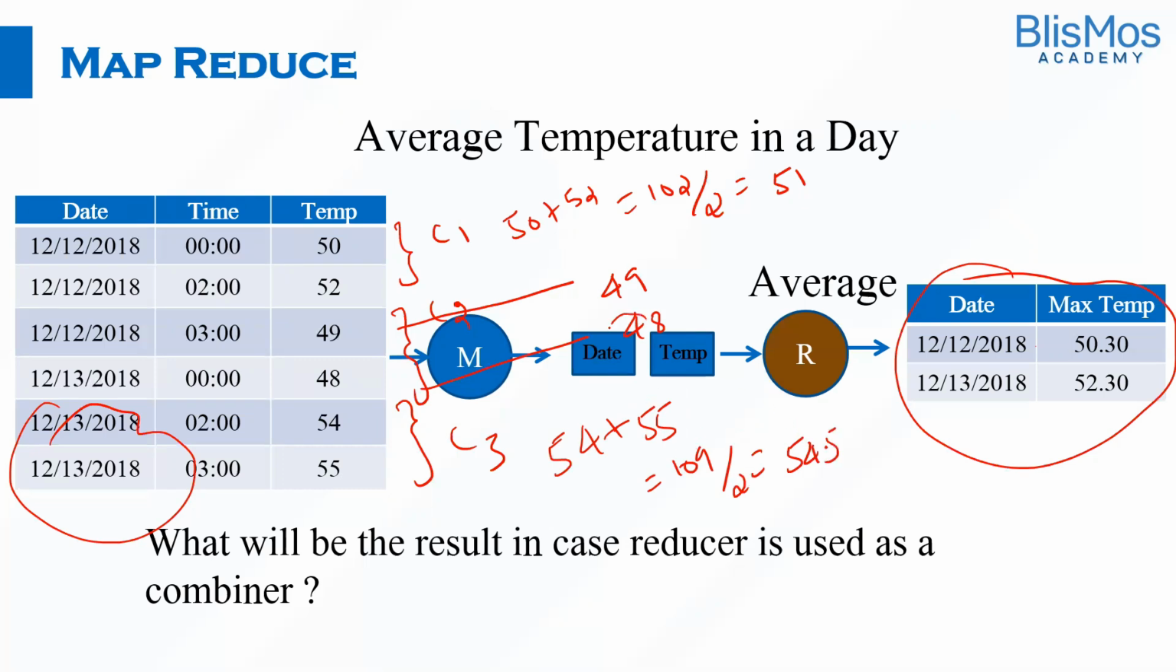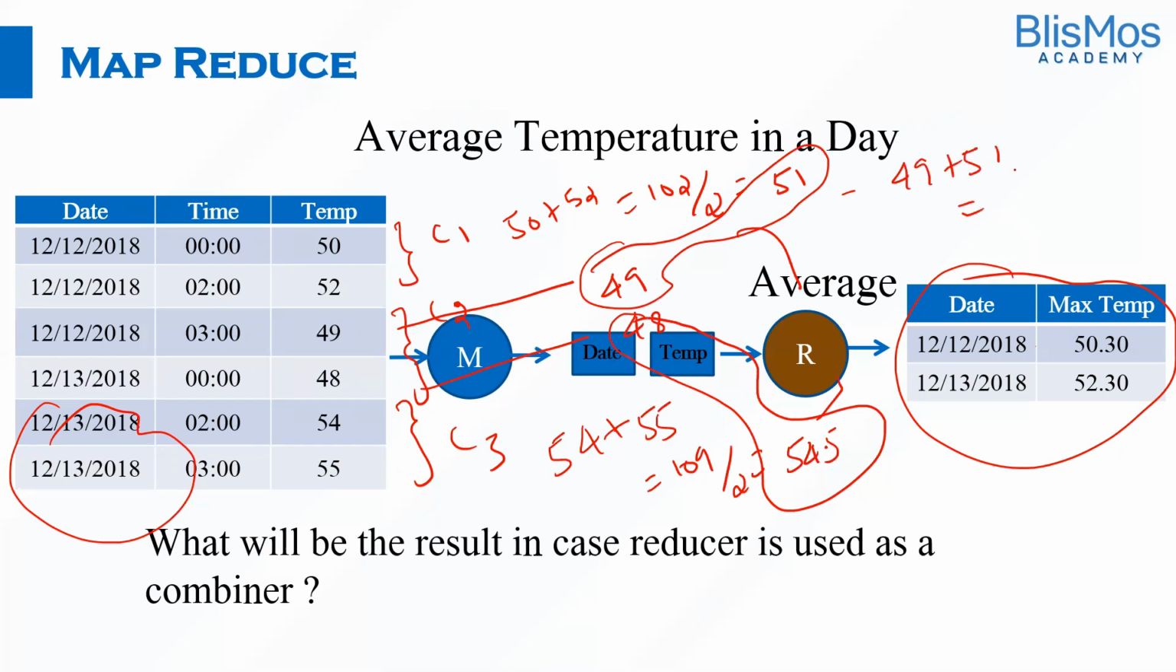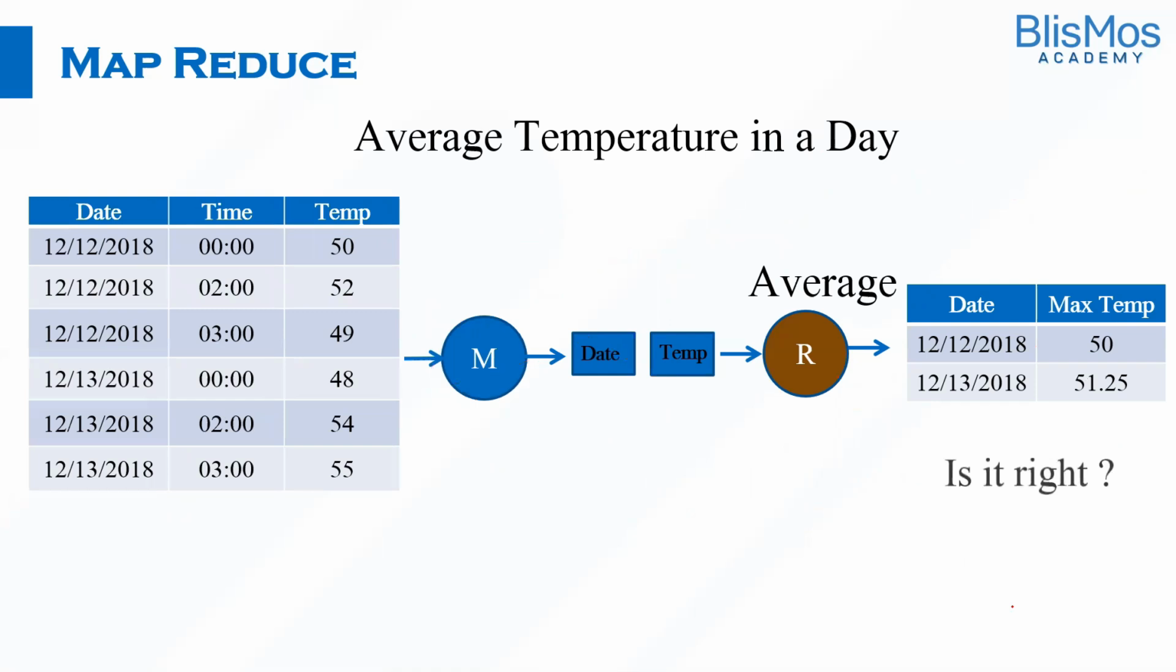Now we have to combine these two at the reducer phase. So now let us combine them. This is happening at the reducer phase. Now 49 plus 51 is equal to 100 divided by 2 is 50. And now 54.5 plus 48 is 102.5 divided by 2 is 51.25. Is it the same? It is not. Is it right? It is not at all right.